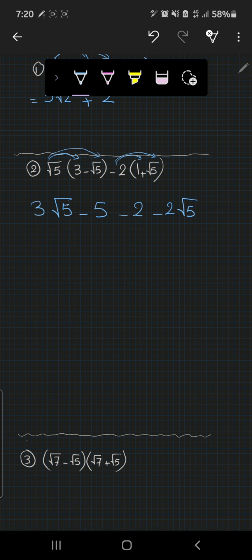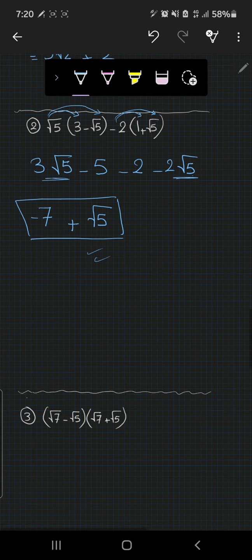Collect the whole numbers together and the square root together. Negative 2, negative 5, it will be negative 7. Then 3 minus 2, it will be positive 1 root 5. So the result will be negative 7 plus root 5. Also, write the question on your calculator. The result will be negative 7 plus root 5.